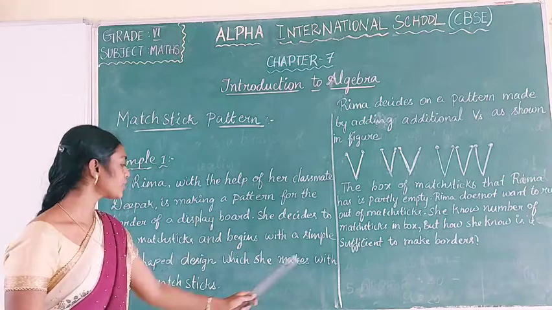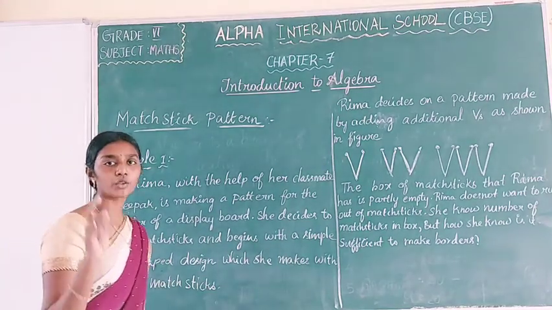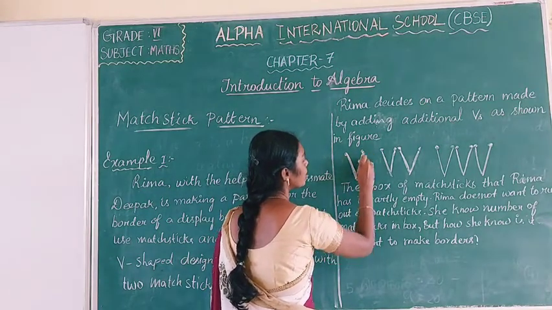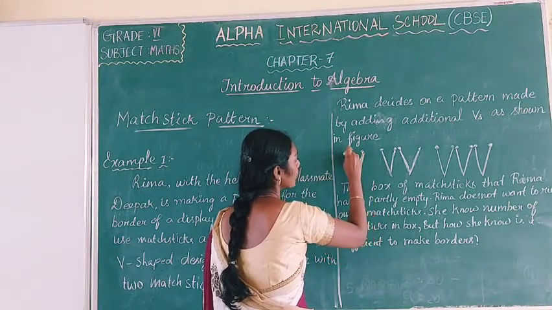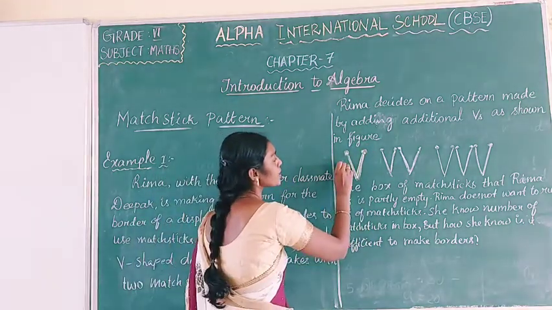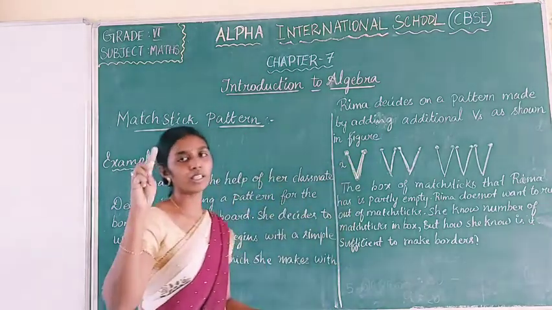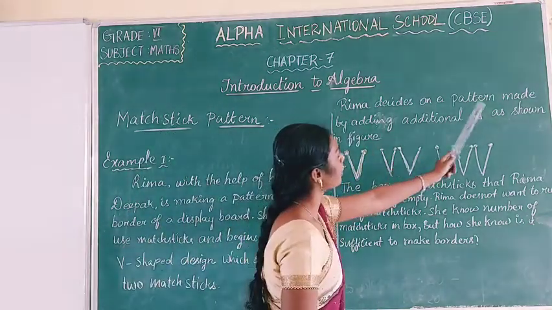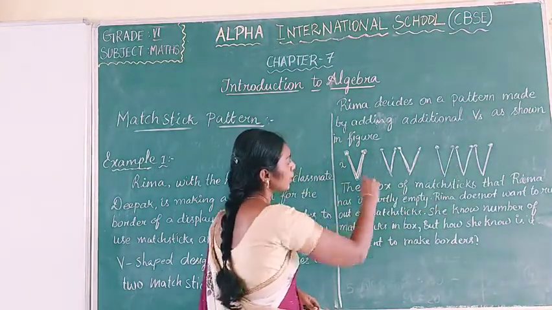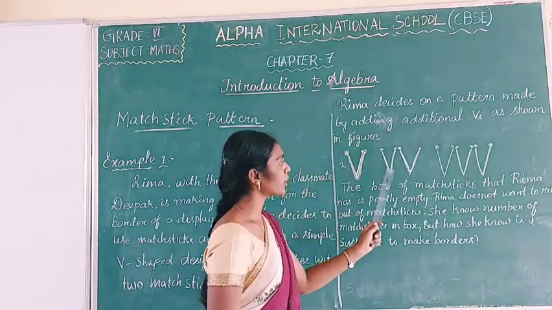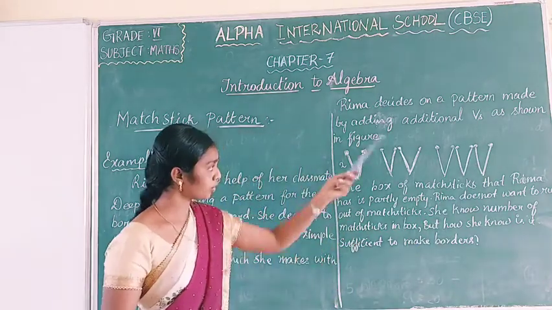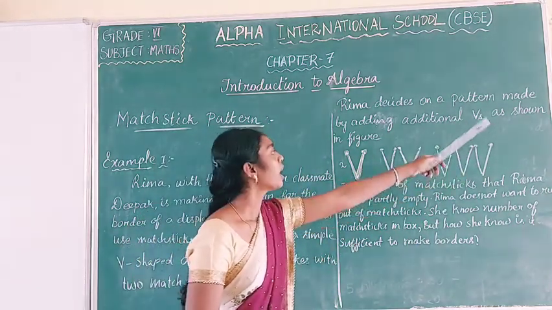She is starting, which she makes with two matchsticks. By using two matchsticks, see here, first she starts with this V-shape only. So this is one matchstick and this is another matchstick. So how many matchsticks are used here? Two matchsticks are used to make this one V design. See here, Rima decides on a pattern made by adding additional V's. What is this? V's. This is one V. Here 1, 2 V's. Here 1, 2, 3 V's are there. No? So only they told us here in plural form, V's, as shown in the figure.